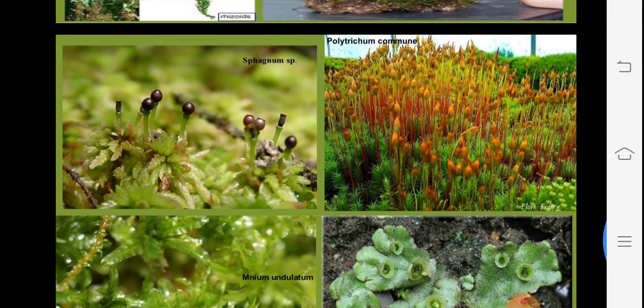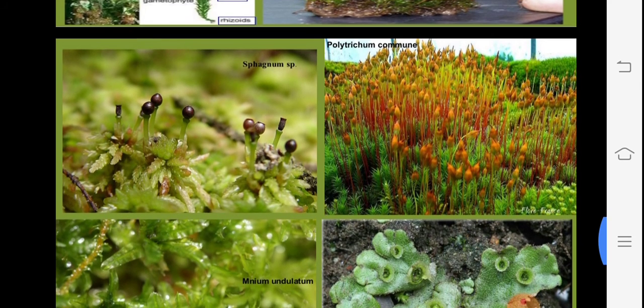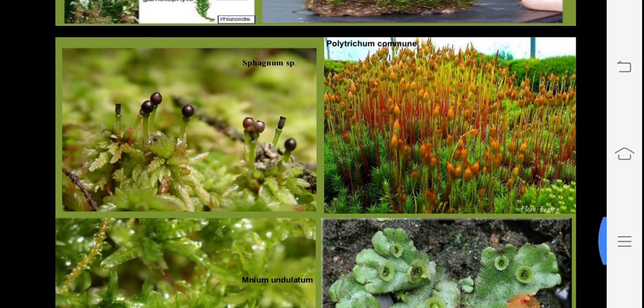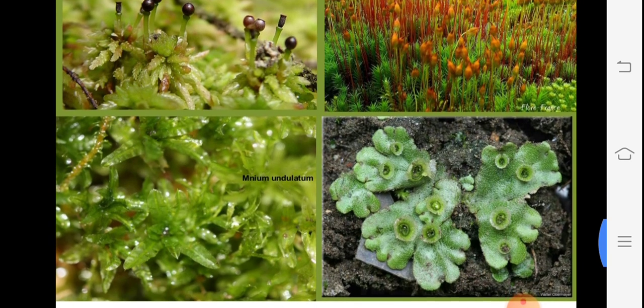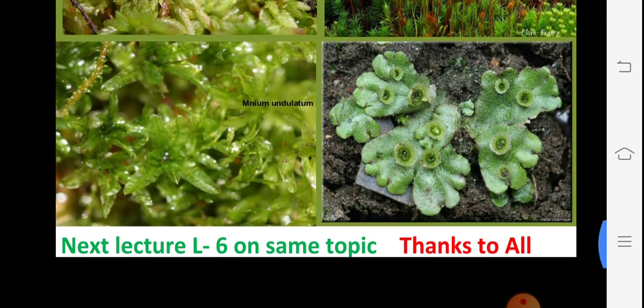This is a good photograph of the moss. It shows these blackish capsules, so they develop. Then in this second photograph you are observing red-yellow colored Polytrichum capsules, right? Then Marchantia gemmae cup is there.